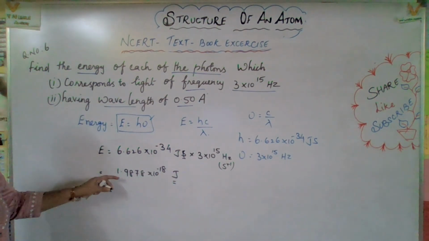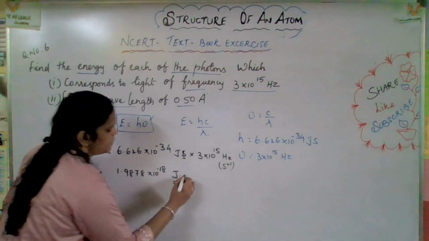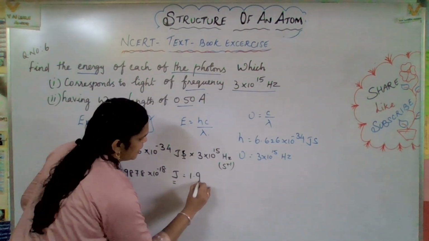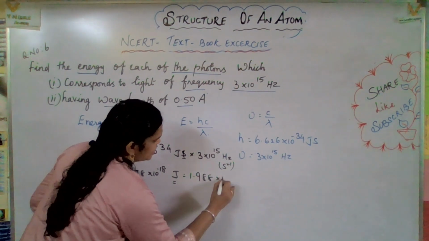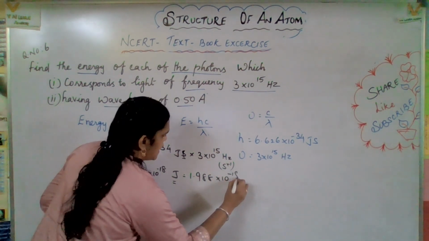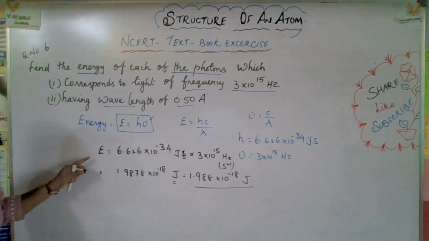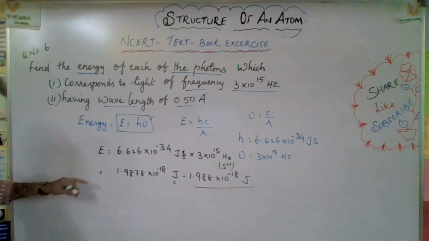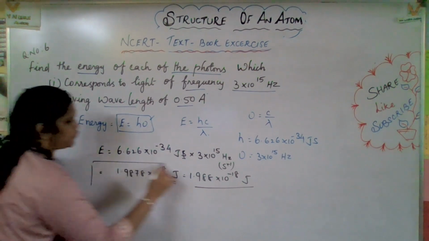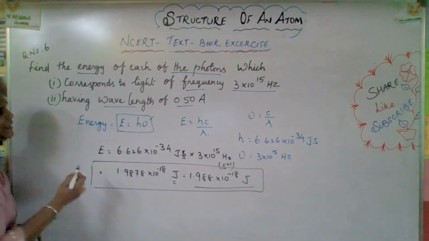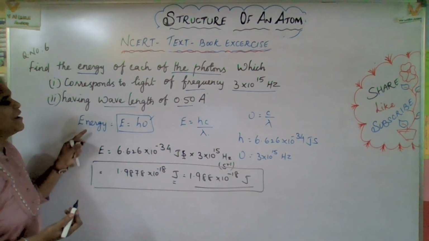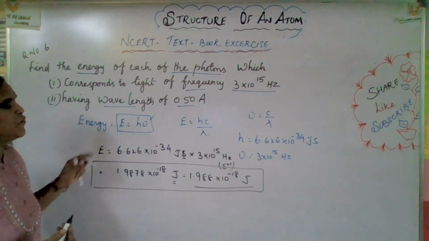This is 1.9878, so we can write it as 1.988 into 10 to the power of minus 18 joule. So joule, what is it? Energy unit. Hope you got a clear idea how to follow. This is very simple. Easily you can identify, only if you know the formula.